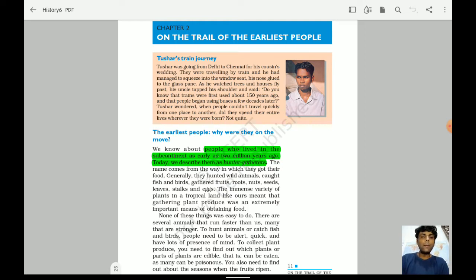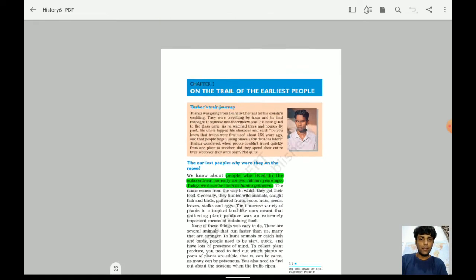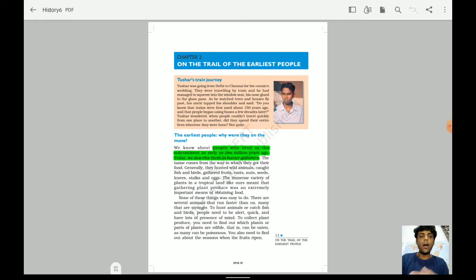As the name indicates, hunter-gatherers must have hunted animals and gathered plants, fruit, and other seeds, stalks and eggs, whatever things were available to them. That is why they have been called hunters and gatherers. So this is important to understand in history, what was happening and how it was happening.